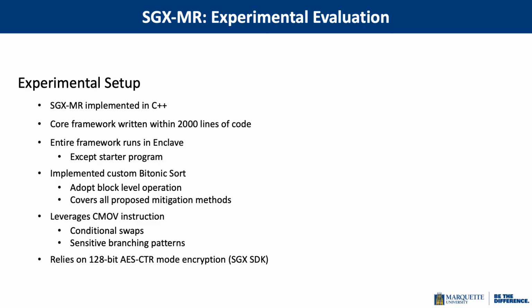For experimental evaluation, we implemented a prototype of the SGX-MR. The entire framework is written in C++. The core framework is written within 2000 lines of code. And the entire framework runs in the enclave except for the starter program. We implemented a custom bitonic sort that adopts block level operations and also covers all the proposed mitigation methods. And we leverage the SIMD instructions for conditional swaps and the sensitive branching patterns. And finally, we rely on the 128-bit AES counter mode encryption from the SGX SDK.